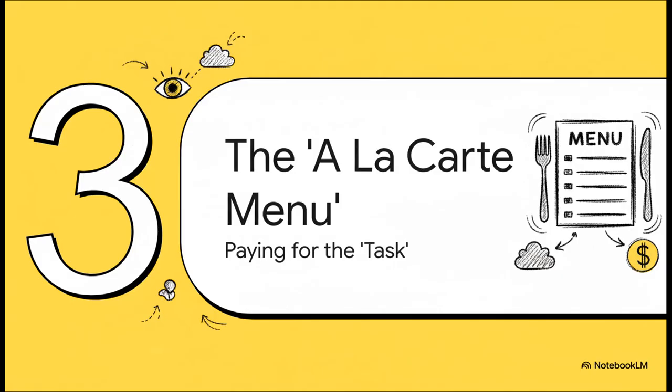All right, let's totally switch gears now and look at the other way of doing things. I call this one the a la carte menu, and we're going to use Google Cloud Vision as our case study. With this model, you're not paying for the AI's general effort. Nope. You're paying for one specific, clearly defined task. It's exactly like ordering off a menu. You pick what you want, and you pay for that one thing.